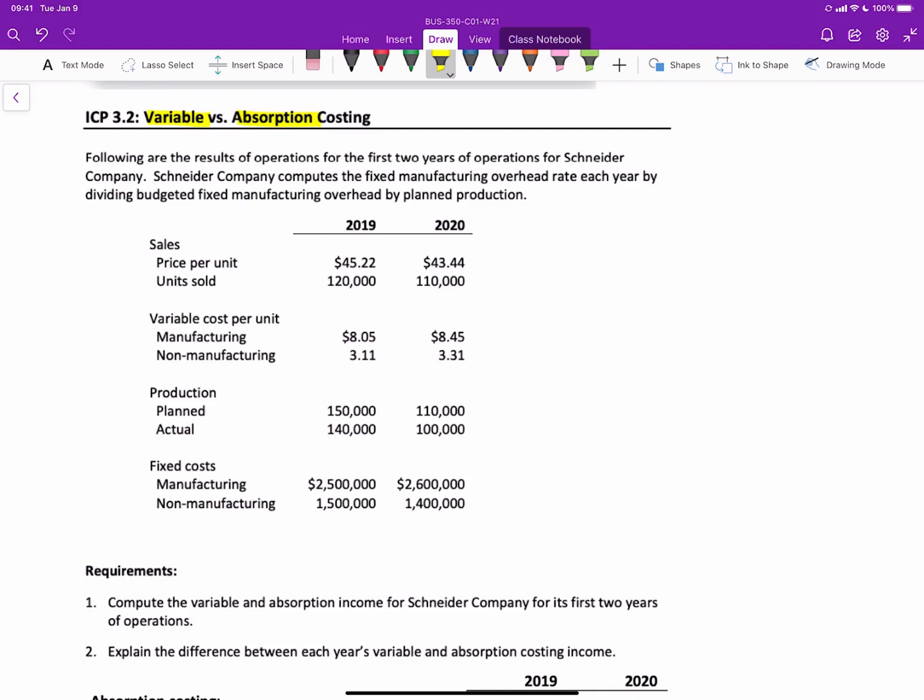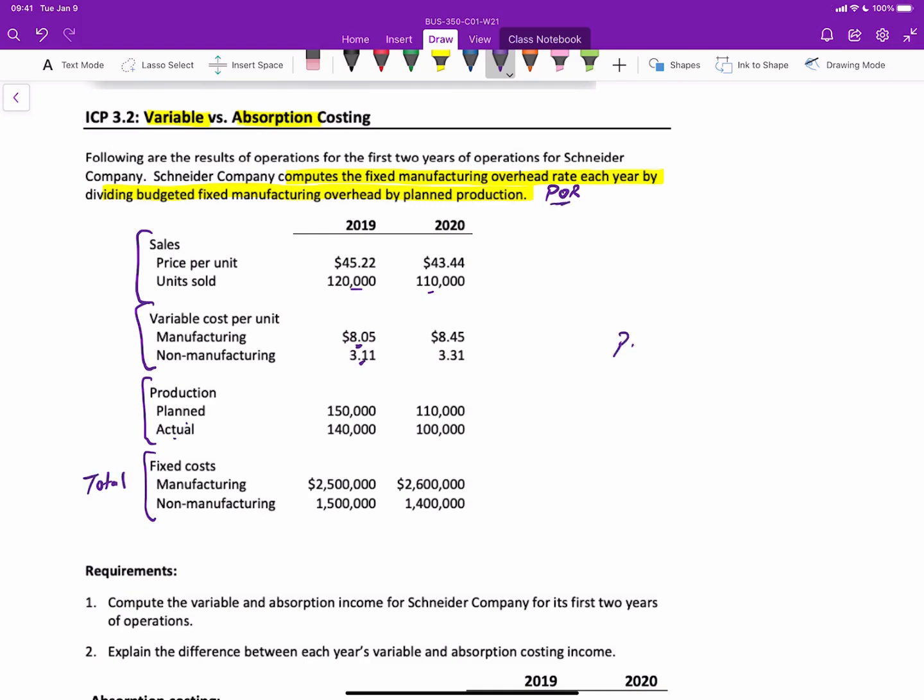So here we have Schneider Company, 2 years of operating data, and the important thing that's mentioned up front here is that they compute fixed manufacturing overhead by dividing budgeted fixed manufacturing overhead by planned production. And that's basically how we're going to calculate the predetermined overhead rate, or POR. So we have sales data, which gives us how many units were sold each year and at what price. We have variable cost data, which tells us what our manufacturing overhead and our non-manufacturing overhead is per unit, and it's different each year. They give us some production data, so actual production versus planned production, and then total fixed costs.